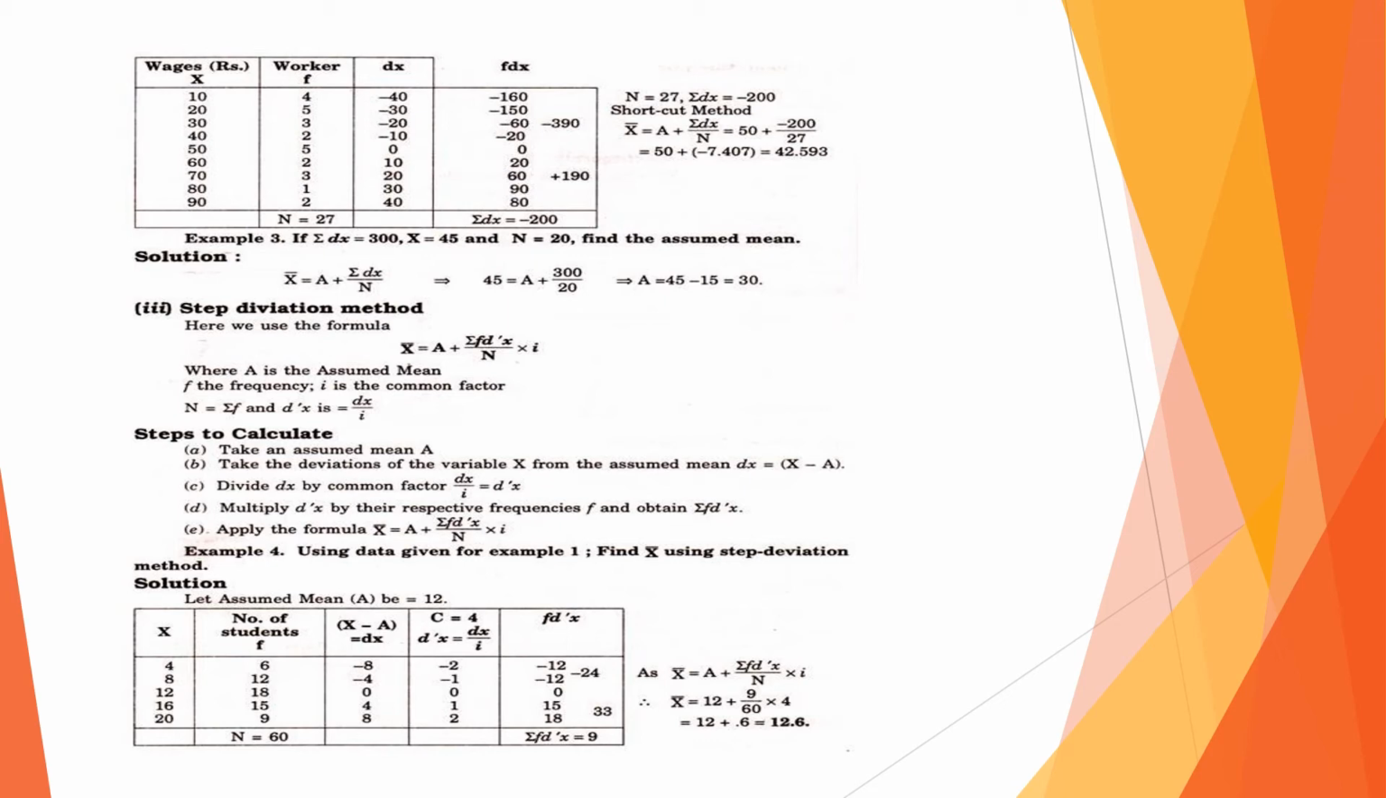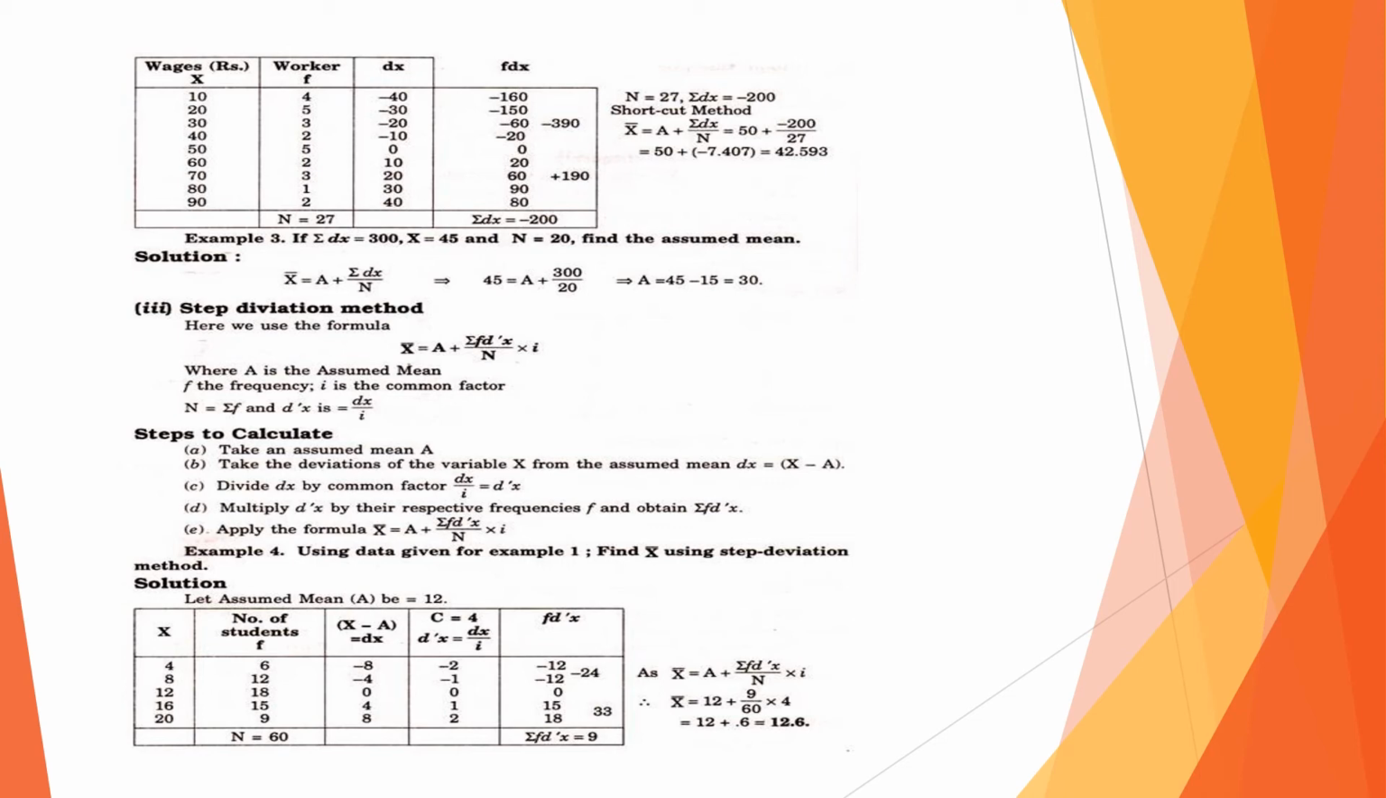What is the formula? X bar equal to a plus sigma f dx divided by n. Now a, what we have taken, is 50, plus f dx, how much we have got? Minus 200, divided by n, 27. Solve this and you are able to find out the answer, 42.593. Clear? This is which method? Shortcut method.